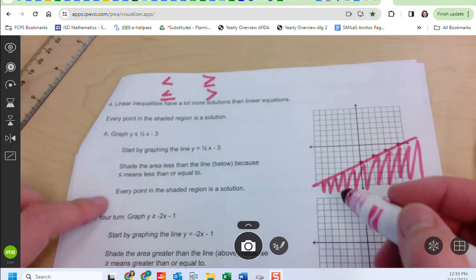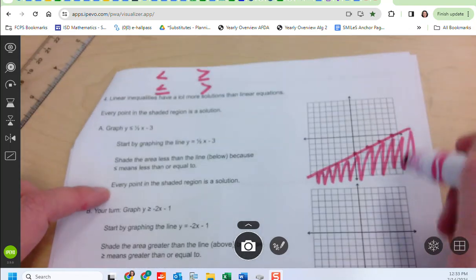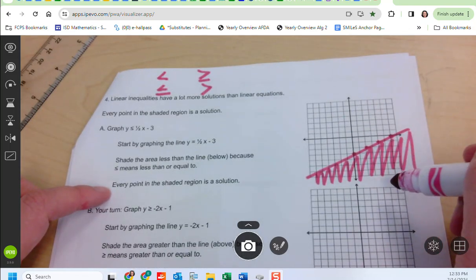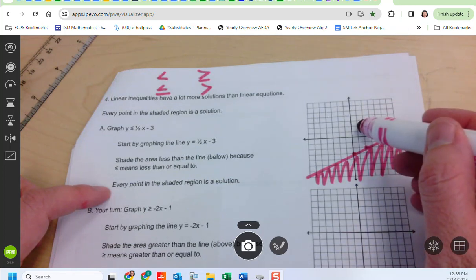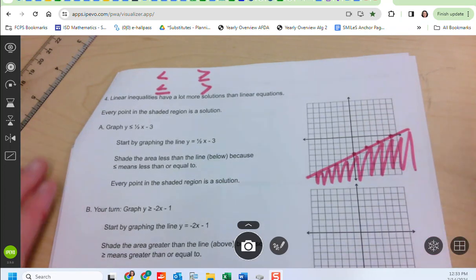So it says every point in the shaded region is a solution. Let's look at our graph here. Is (5, -5) a solution? Why not? Is it in the shaded region? Yeah, so every point in the shaded region is a solution. Is (1, 2) a solution? No, right, because it is up here. It's not a solution.